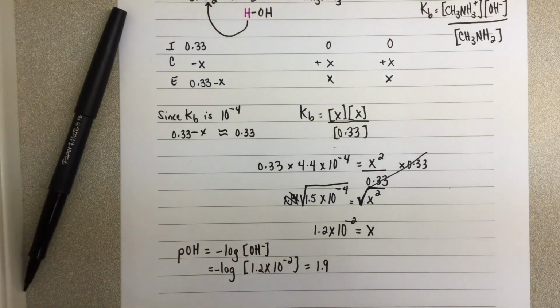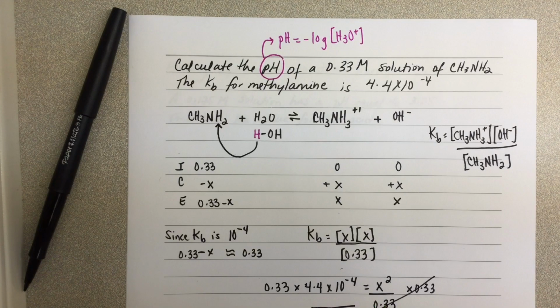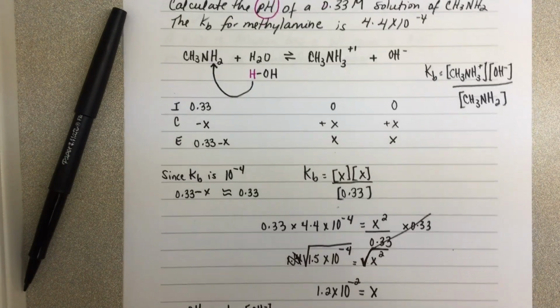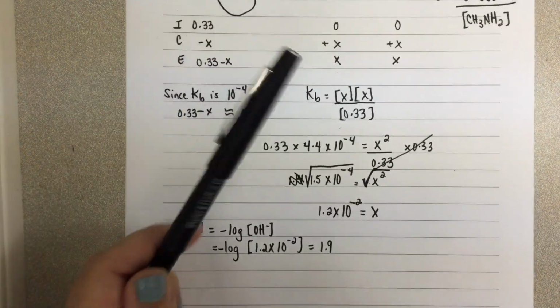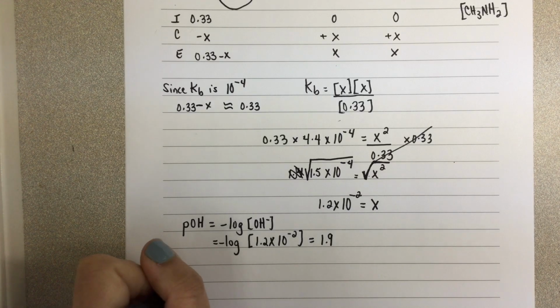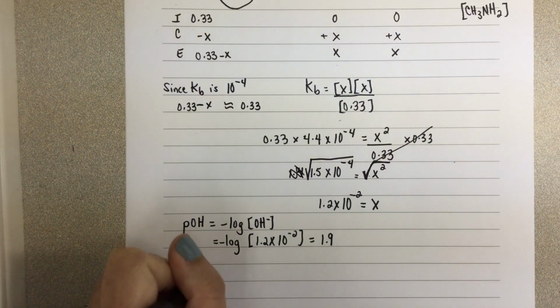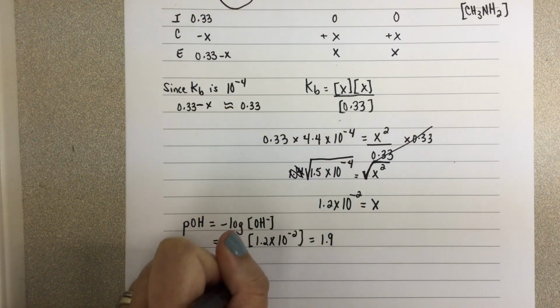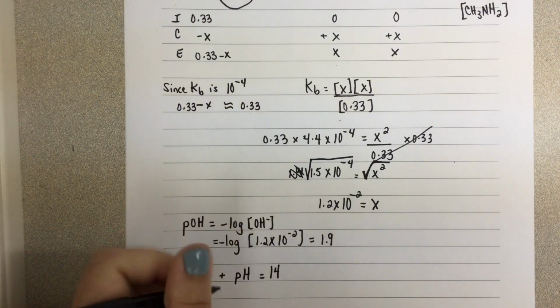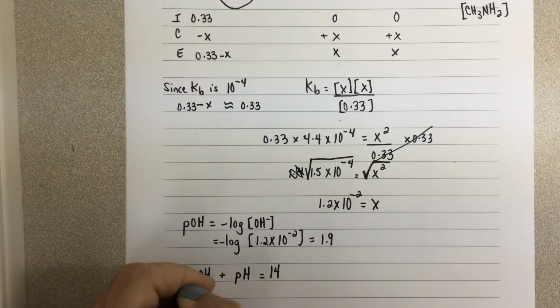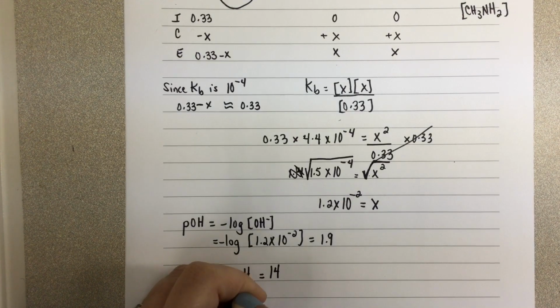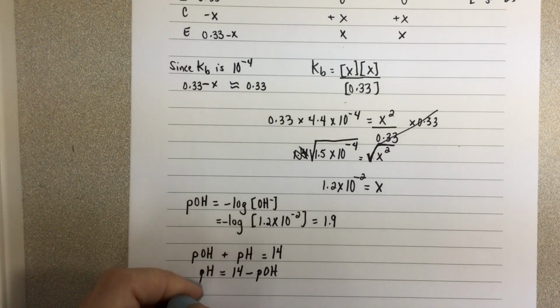That's your pOH, and you're trying to calculate pH, so now you have to do an additional step to get pH. You have an equation that says that pOH plus pH equals 14. So your pH is 14 minus pOH.